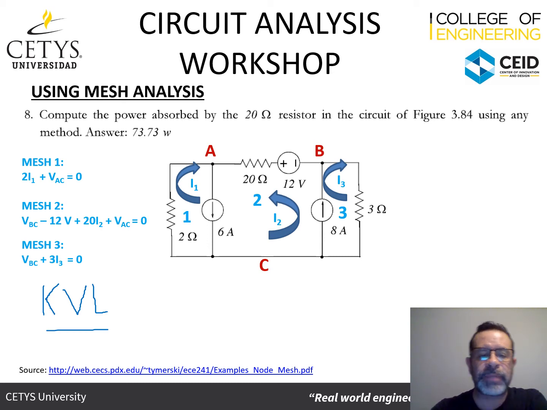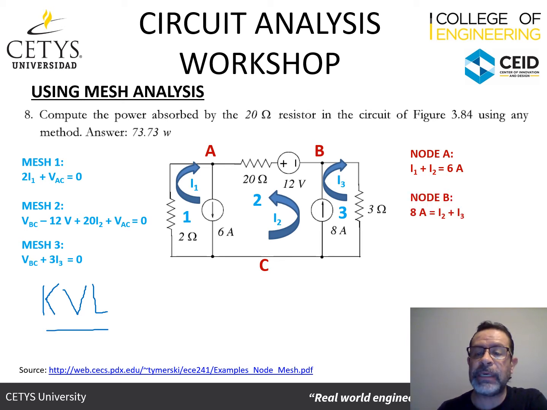So this is applying Kirchhoff's voltage law. Now let's look at the nodes. If we look at node A, in node A we've got 2 currents that are coming in, I1 and I2, and we've got 1 current that's coming out, which is the 6 amp current. And so this expression represents what's happening in node A.